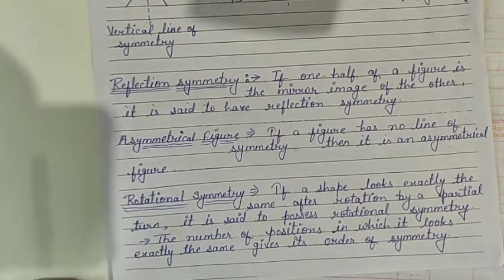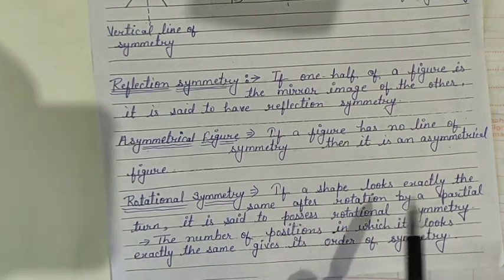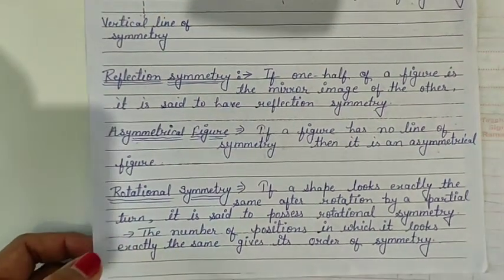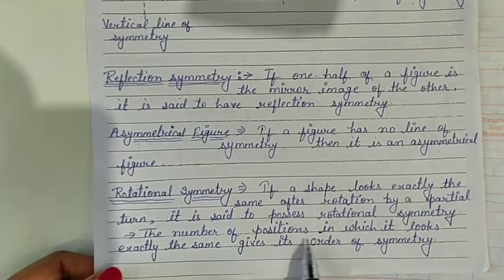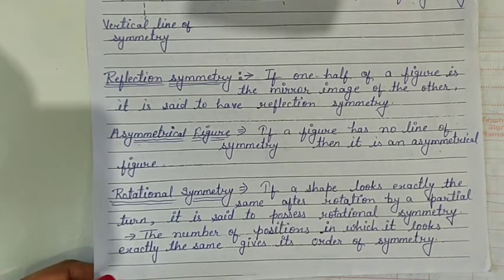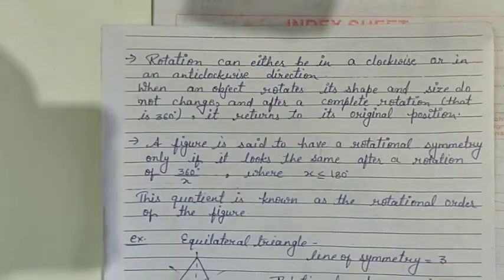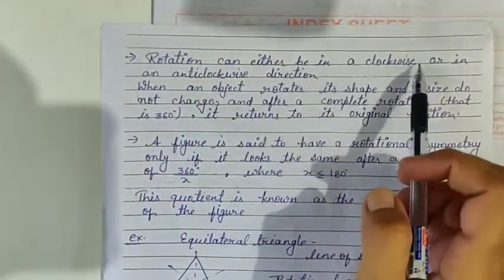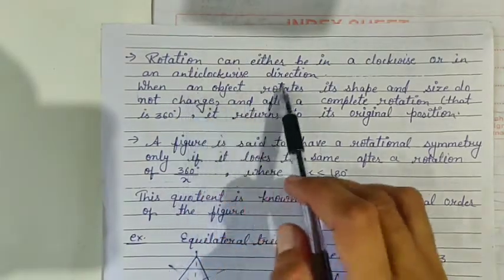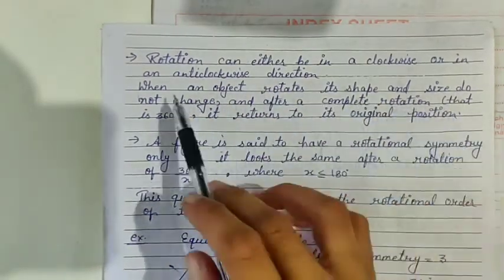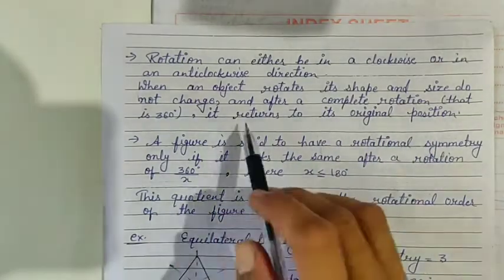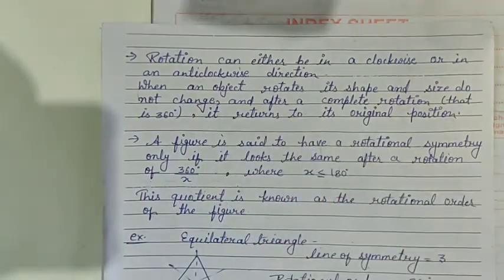This is rotational symmetry. If a shape looks exactly the same after rotation by partial turn, then it is called rotational symmetry, and the number of positions in which it looks exactly the same gives its order of symmetry. And rotations can either be in clockwise or in an anti-clockwise direction. When an object rotates, its shape and size do not change, and after a complete rotation, that is 360 degree, it returns to its original position.